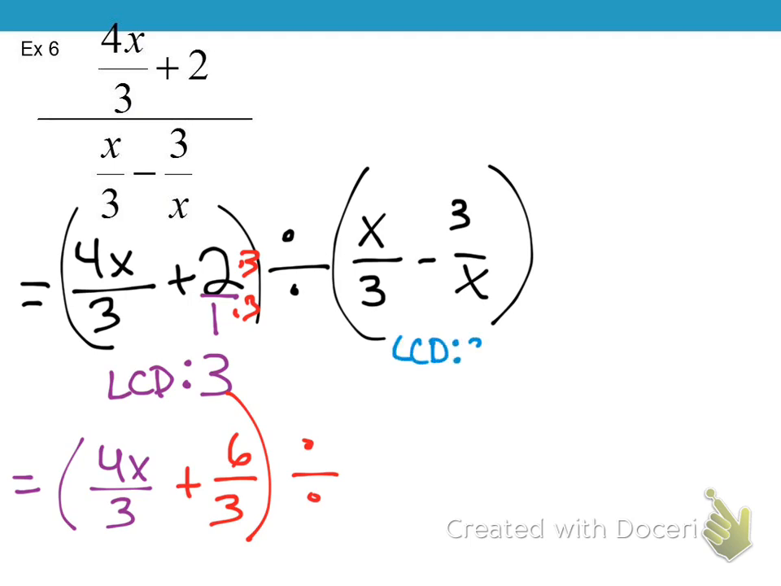3x. So the first fraction gets multiplied by x, and the second one by 3 and 3. This is going to be x squared over 3x minus 9 over 3x.